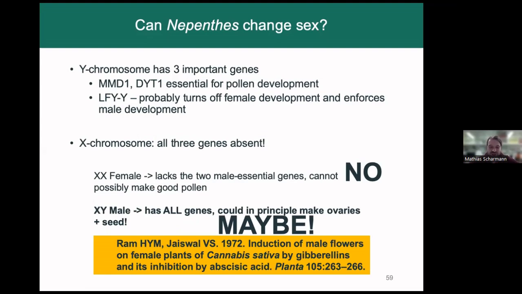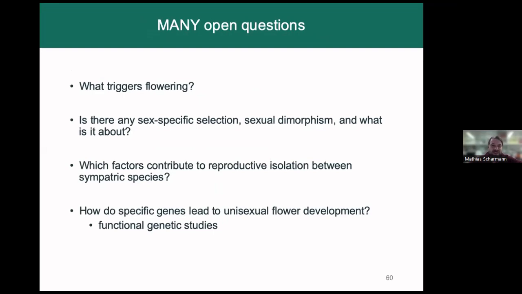Who can find the correct treatment to turn male Nepenthes into females, or at least let them make some female flowers. So this is standard practice, standard idea in cannabis breeders, for example. They induce male flowers by spraying female plants with gibberellins, which are plant hormones. So if you have a lot of flowering Nepenthes, please spray them with all kinds of hormones to find what changes their sex. Yeah, so there are many open questions about Nepenthes sex.